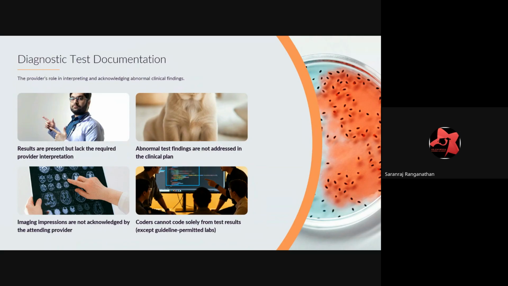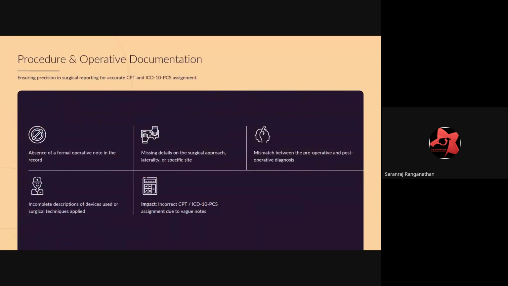The provider's role is interpretation and acknowledging the abnormal clinical findings. So if you find one problem, you should ensure proper imaging guidance, imaging documentation and interpretation for that, and a pathological report. This all needs to be documented very clearly to go for further progression in the procedure. Based on that, in the procedure, I need to go for the operative documentation, procedure documentation. It should be very clear, very precise. Then only will I be able to bring the CPT and ICD, even ICD-10 PCS codes, accurately. Otherwise, I will end up with improper codes, which will impact my complete reimbursement.